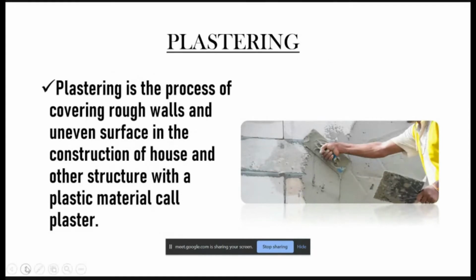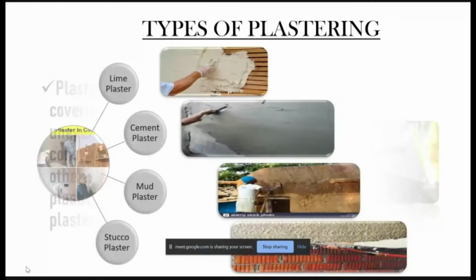Plastering is a process of covering rough walls and uneven surfaces in the construction of houses and other structures with a plastic material called plaster. Types of plastering: first is lime plaster, second cement plaster, third mud plaster, and the fourth is stucco plaster.